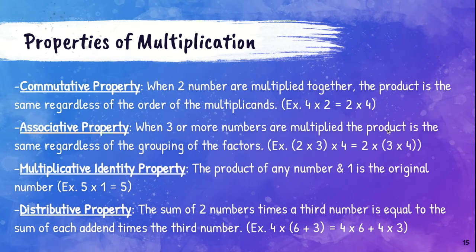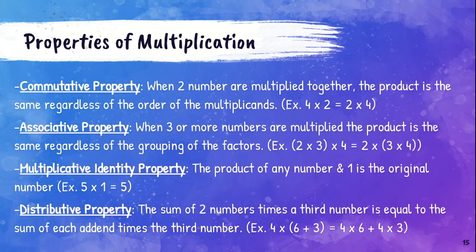The associative property is when 3 or more numbers are multiplied. The product is the same regardless of the grouping of the factors. For example, I could multiply 2 times 3 times 4 and still get the same thing as 3 times 4 times 2, because we know that we have to solve the parentheses part of it first. The multiplicative identity property just says that any number multiplied by 1 is going to get the original number as the answer. For example, 5 times 1 is 5, 6 times 1 is 6, 7 times 1 is 7. You guys all know your ones multiplication facts.